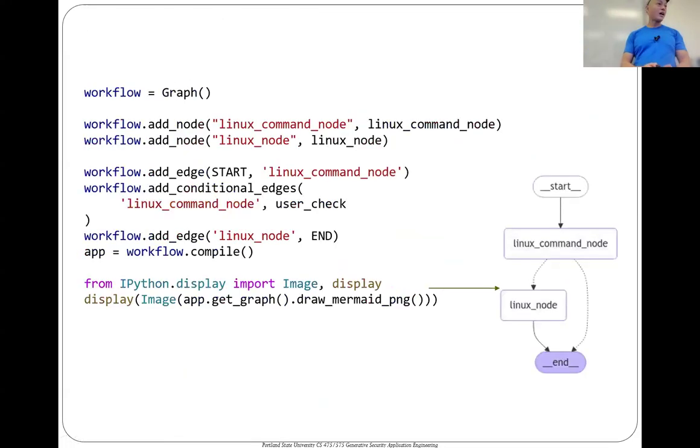Okay, so I define the graph. I have these nodes. I attach the nodes with edges. I add a conditional edge here. And then I compile the workflow and I say, display this as a mermaid graph. And this is what it looks like. I start, I get the user's input, I generate the command, and then I conditionally figure out whether to execute it. That's what these dashed lines are. And it goes to the execution node, and then you're done.